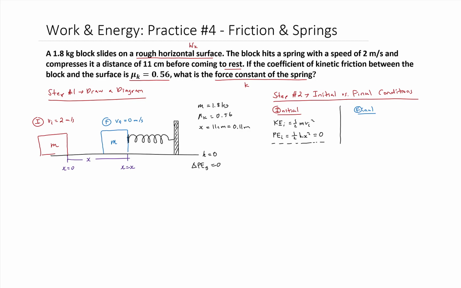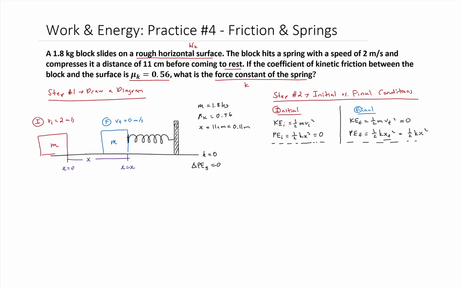Next we have final. So that means we have KEf equals 1/2 m Vf squared. The final speed is 0, so we have 0 here. We have PEf being 1/2 k xf squared. We know that the final distance traveled by the spring, or the total compression of the spring from equilibrium, is x, so we have 1/2 k x squared.